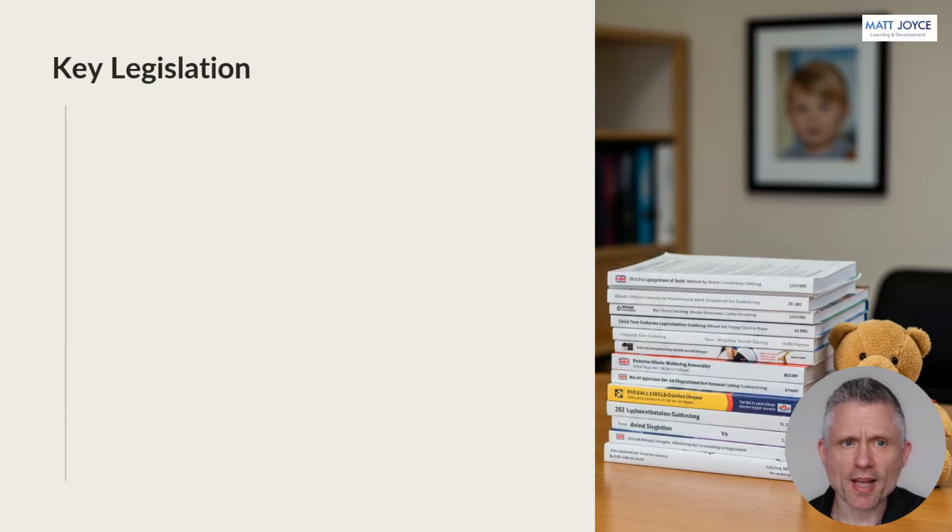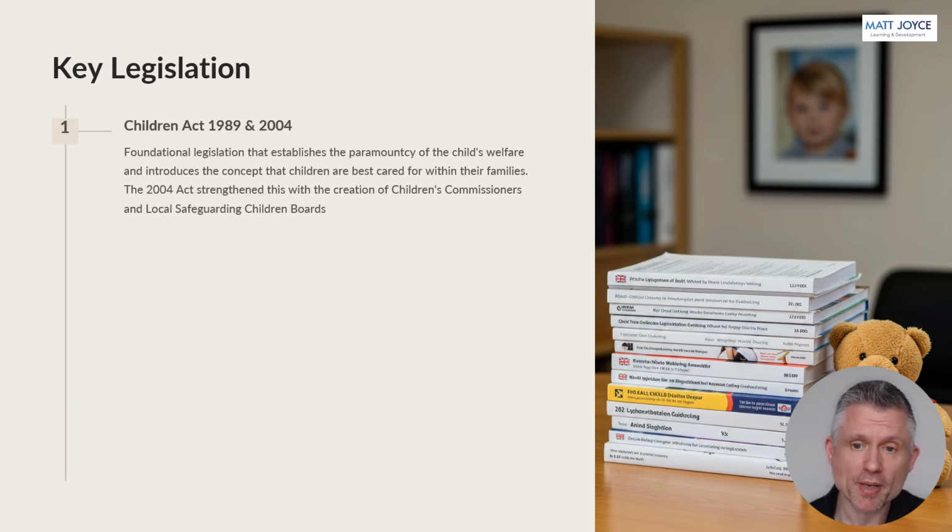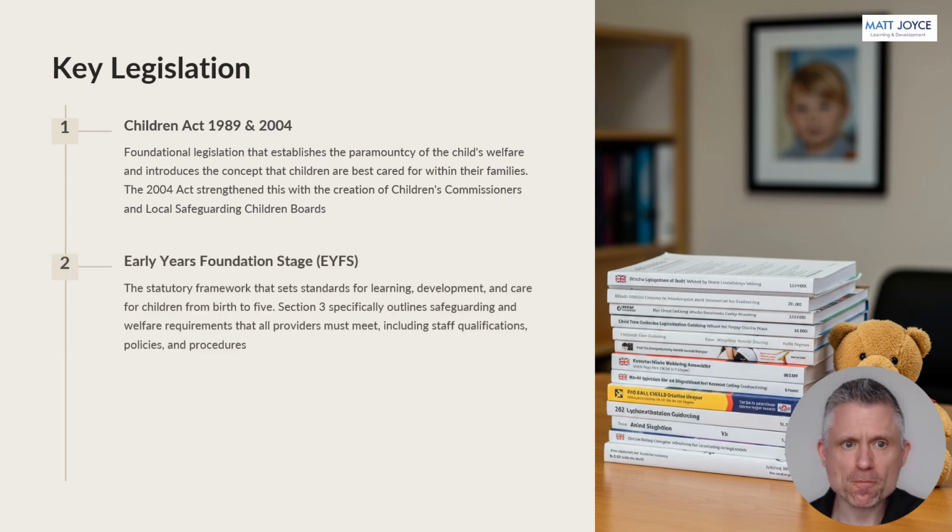In terms of legislation, here's a rundown of some of the key ones. First of all, we've got the Children's Act 1989, which was then updated in 2004. This is the foundational legislation that establishes the key importance of children's welfare, but also introduces the concept that children are best cared for within their families. The 2004 Act strengthens this with the creation of the Children's Commissioners and local safeguarding children's boards.